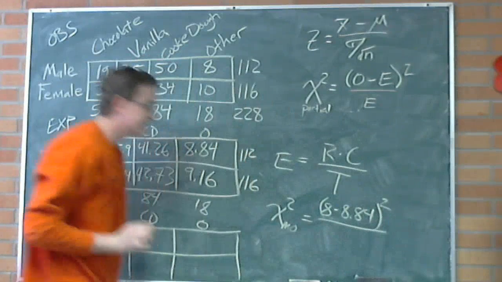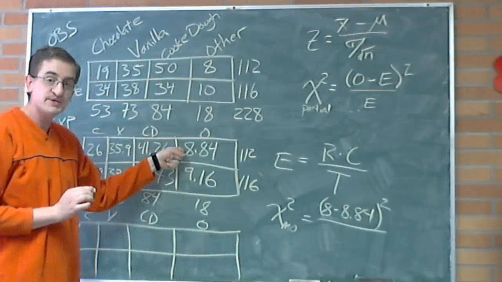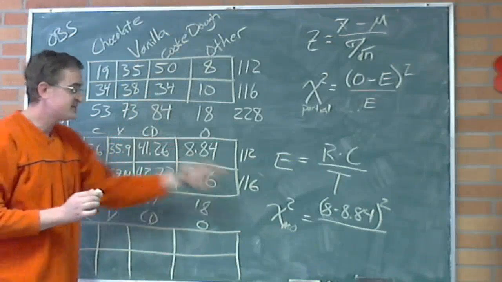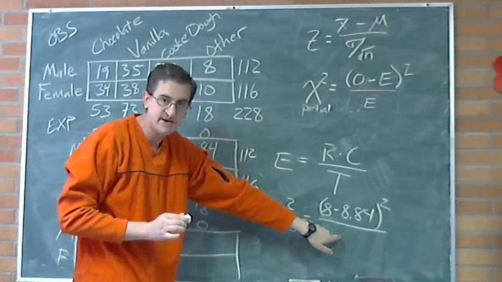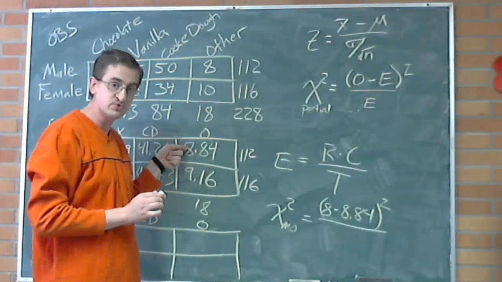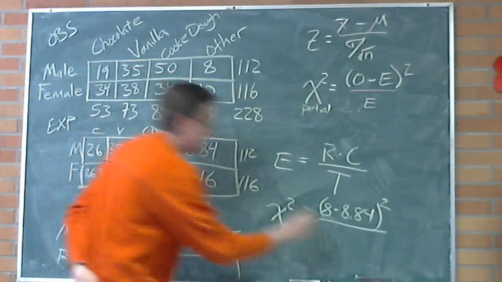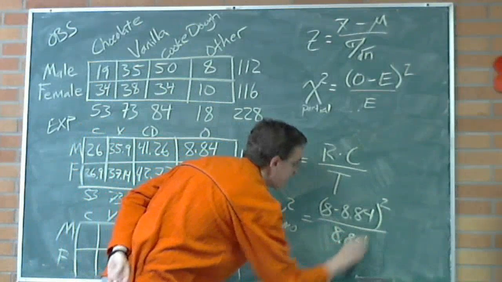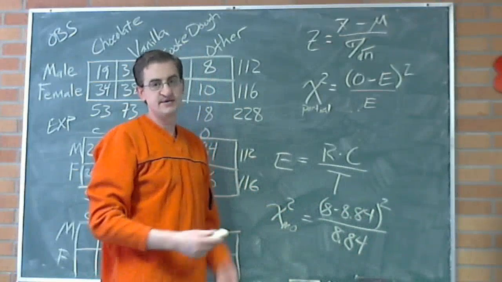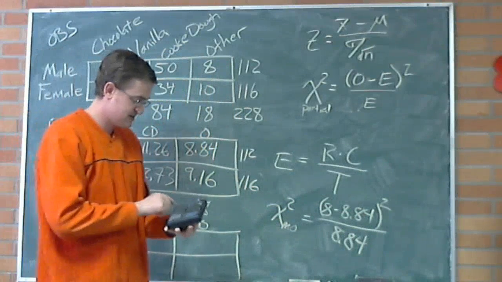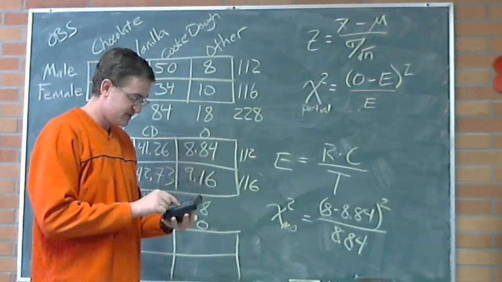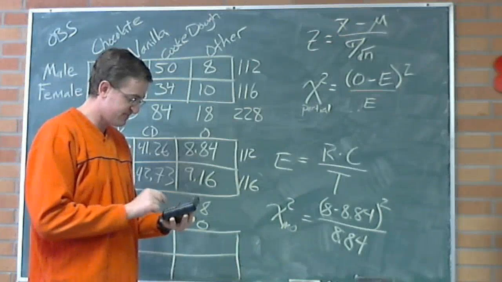Okay? Divided by, it's the square root of the expected squared. Why are we using the expected instead of the observed in the error? Because we want this error to have the best value that it can. And this expected value is what we expected to have happen if it was truly independent. So I'm going to put 8.84. Now, technically, I square rooted it and then squared it, but they just canceled out, right? So what do I get? 8 minus 8.84 squared divided by 8.84.